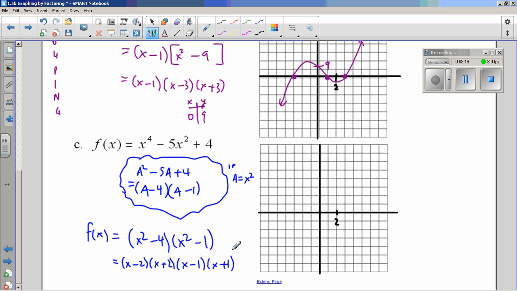And now I know it's a quartic, starts high, ends high, and all my zeros, I've got 2 and minus 2 and 1 and minus 1, and all of them are slash roots. That's not so bad. And of course, my single point that I want to use for scale, I'm going to use the y-intercept, which is 4. So that point right there should be 4.